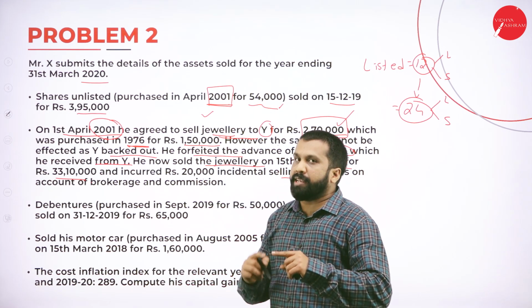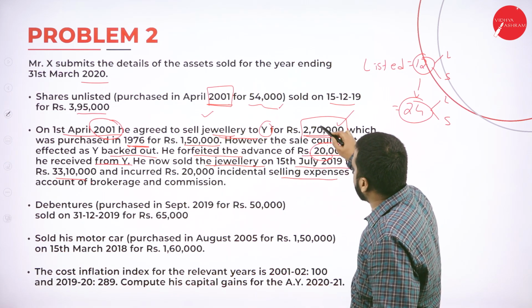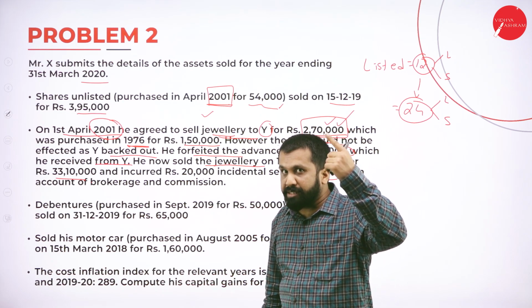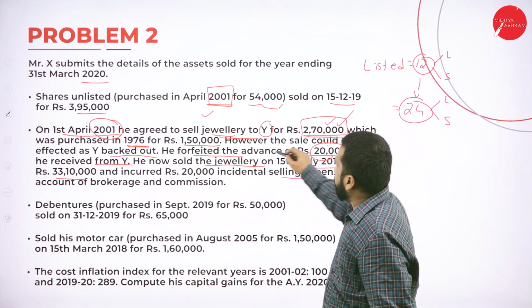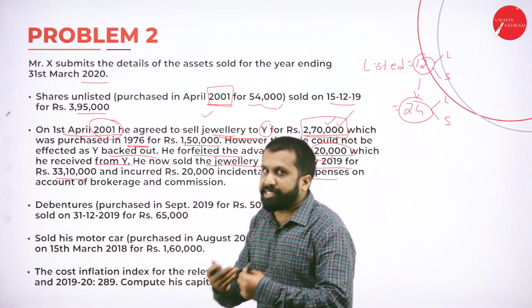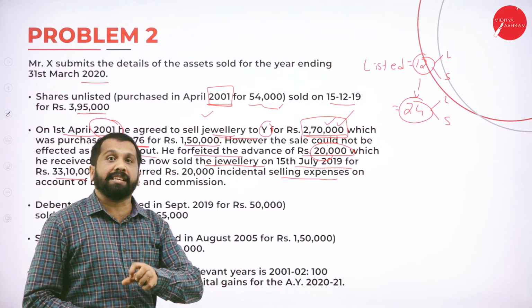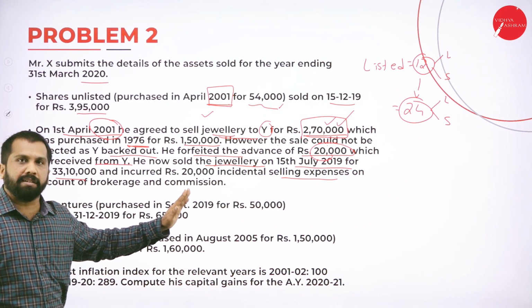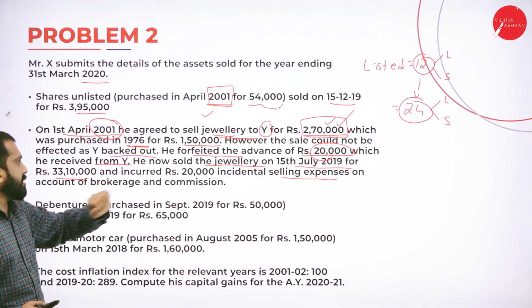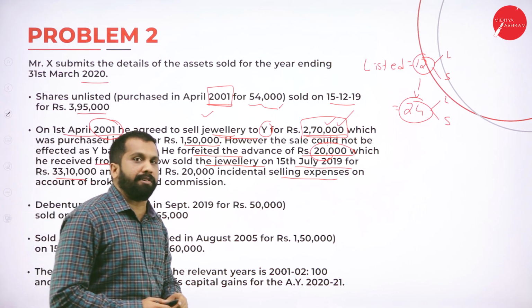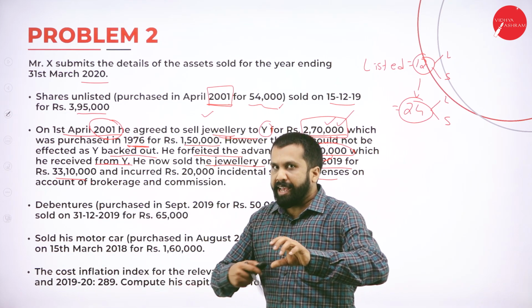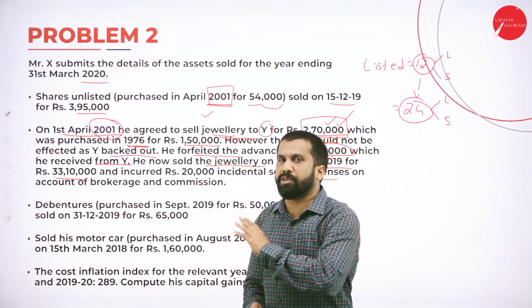In 2001, he wanted to sell this jewelry for 2,70,000. It was purchased in 1976, but the sale doesn't happen. He rejected it, but whatever advance he had taken, the 20,000, he has collected. Clear? And later in 2019, he sold that jewelry for 33,10,000. While doing the answer, again I'll explain what the actual question is.